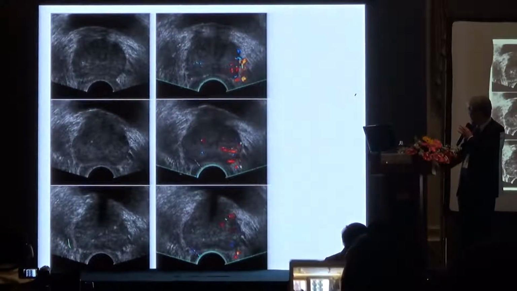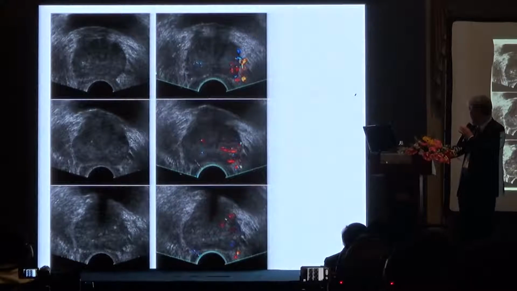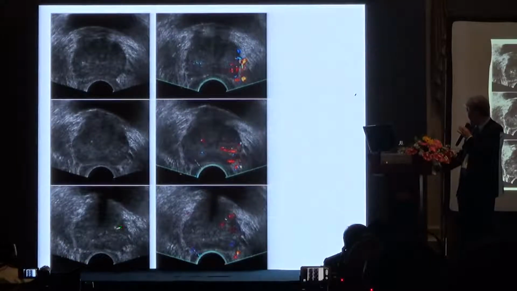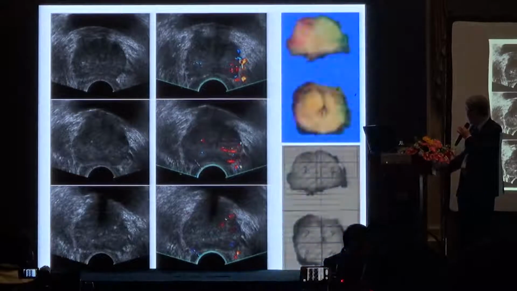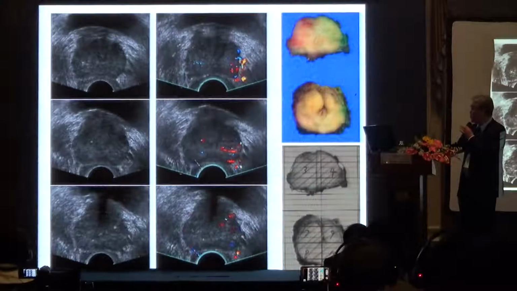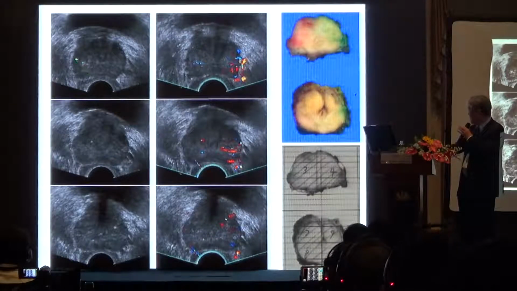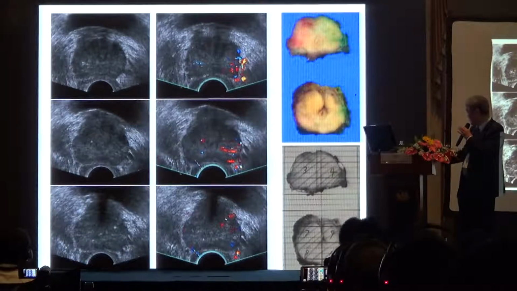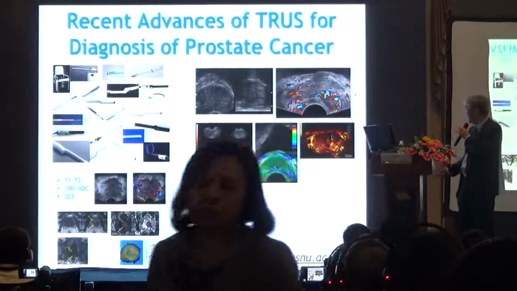How about this case? A large prostate, slightly heterogeneous echogenicity, hypervascularity in this area, but there are some fine scattered echoes here. This is a very dangerous sign, and this was a patient having diffuse prostate cancer. So always, if you see that kind of echogenicity, be very careful.